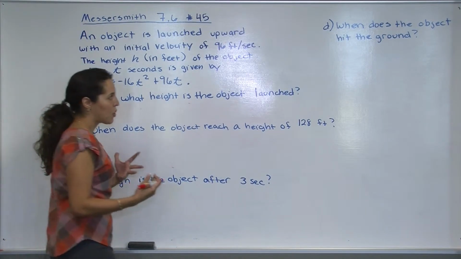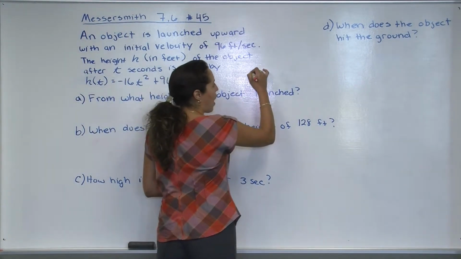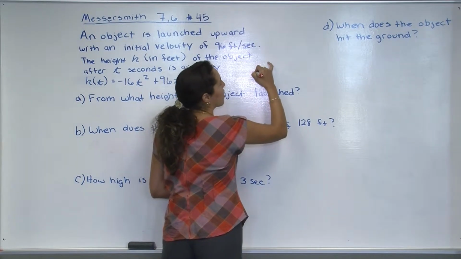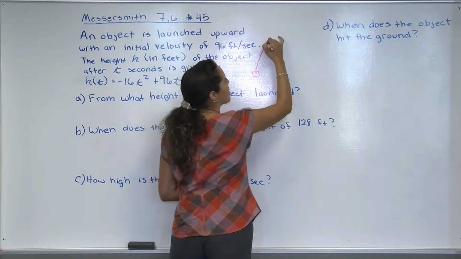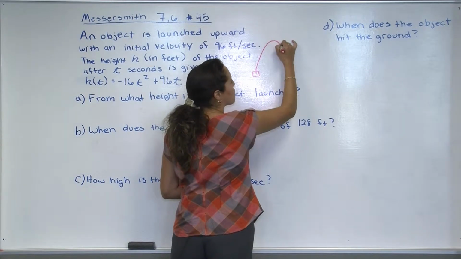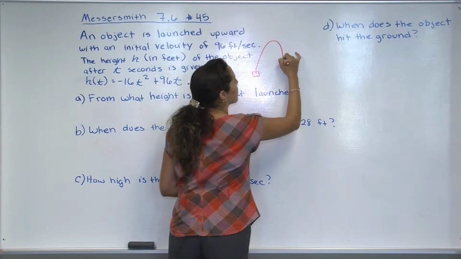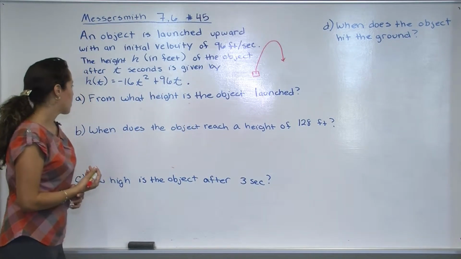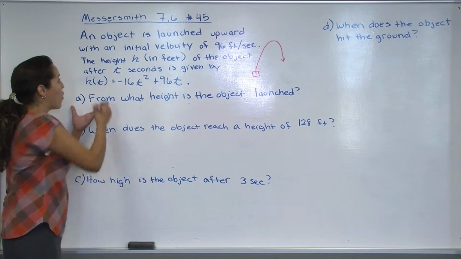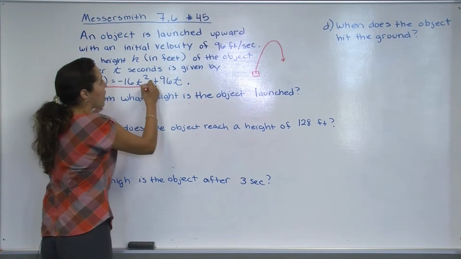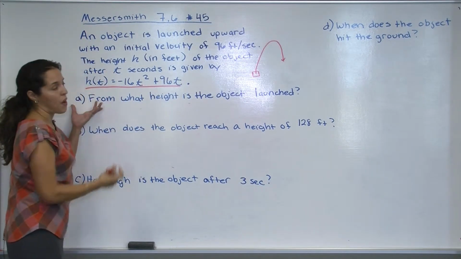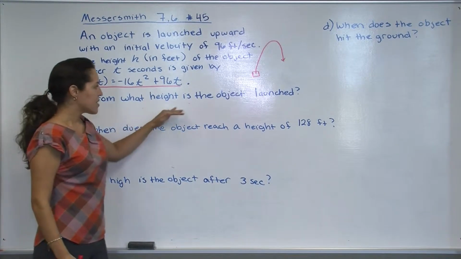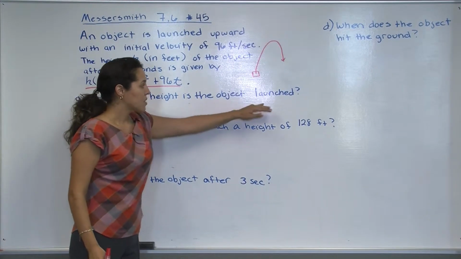Now, I'm a visual type of person, so I'm actually just going to draw an object. I'm just going to say it's a square or a box, and it's tossed up into the air, and we know at some point it's also going to come back down, okay? So it just gives you a visual image of what we're talking about. Now, this function right here is going to be very important to answer the following questions. The first one being A, from what height is the object launched?